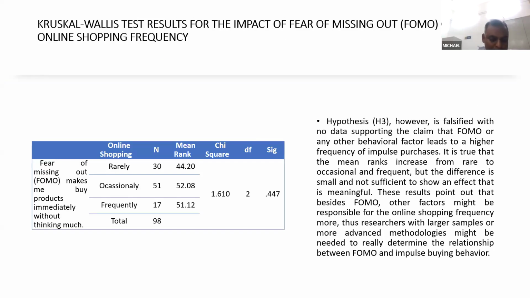And I used a Kruskal-Wallis test for fear of missing out. This test examined the impact of fear of missing out on online shopping frequency. Although mean ranks increase slightly, the difference is not statistically significant, so hypothesis 3 is rejected, indicating that FOMO alone does not significantly increase impulse buying frequency. Other psychological and situational factors may play a stronger role.